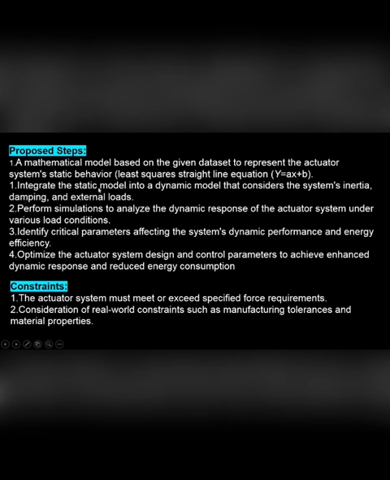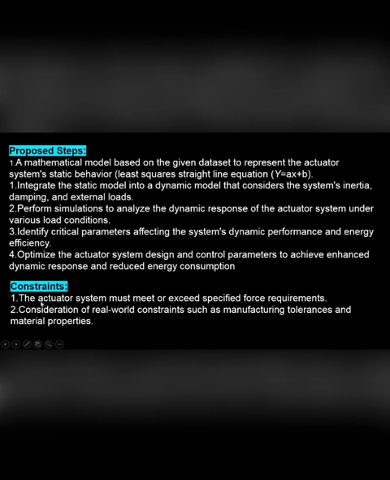2. Integrate the static model into a dynamic model that considers the system inertia and damping and external loads. 3. Perform simulation to analyze the dynamic response of the actuator system under various load conditions. 4. Identify critical parameters affecting the system dynamic performance and energy efficiency. 5. Optimize the actuator system design and control parameters to achieve enhanced dynamic response and reduced energy consumption.